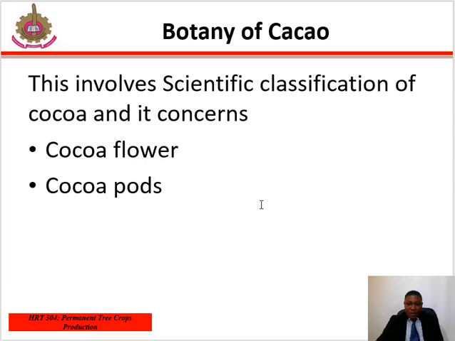Botany of cocoa. This involves the scientific classification of cocoa, and it concerns the cocoa flower and the cocoa pod. The cocoa flower is one of the most beautiful flowers in the world. It takes a keen eye, however, to appreciate them because they are very small, only about half an inch across. It is interesting to note that cocoa flowers have no smell. Pollination of cocoa flowers occurs by the action of midges and other jungle insects.